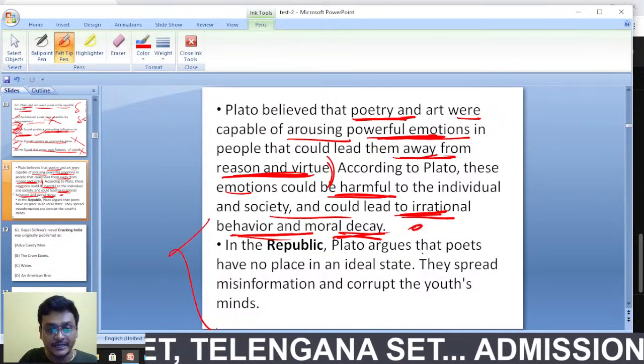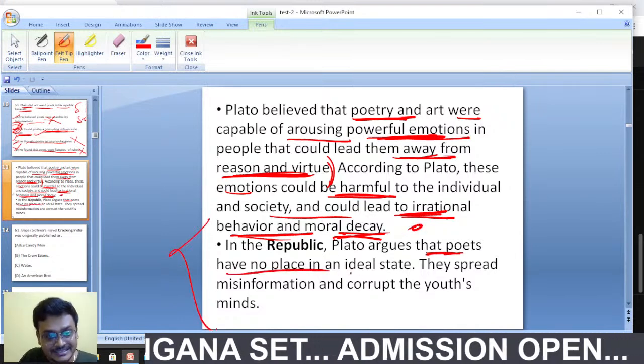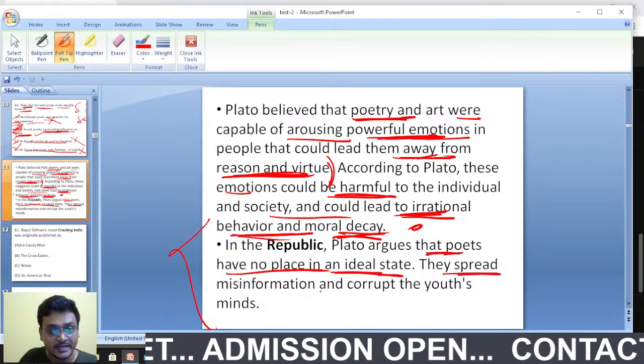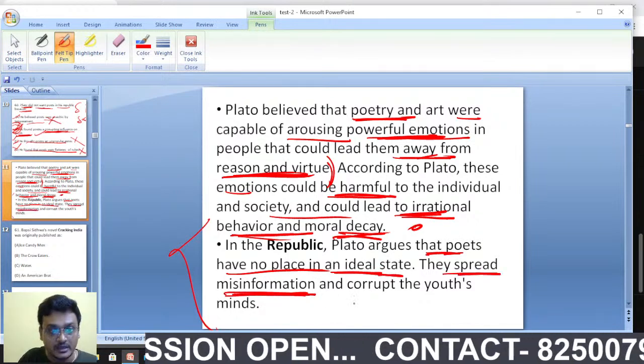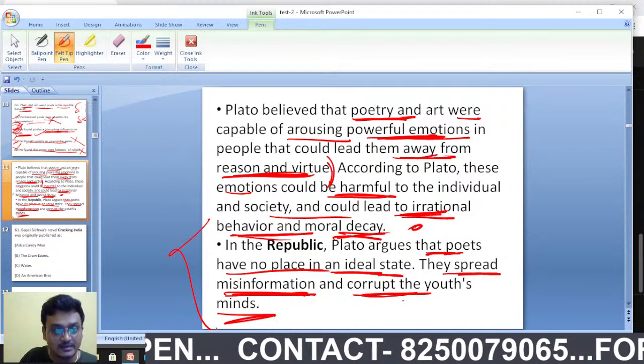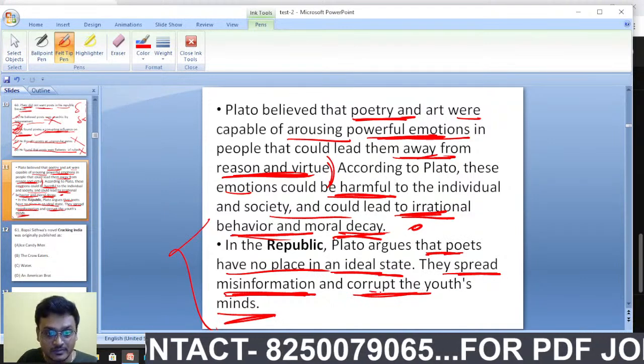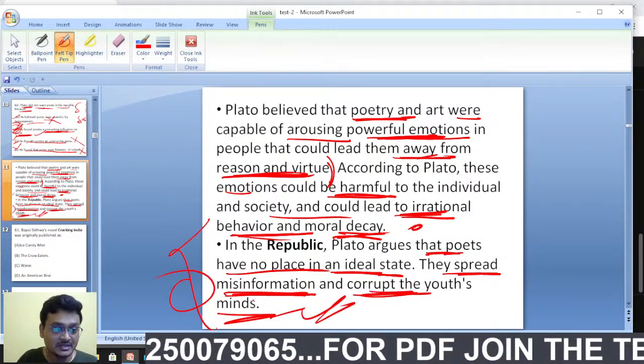And in the Republic, Plato argues that poets have no place in an ideal state. They spread misinformation and corrupt the youth's mind. So here, this one is the right answer.